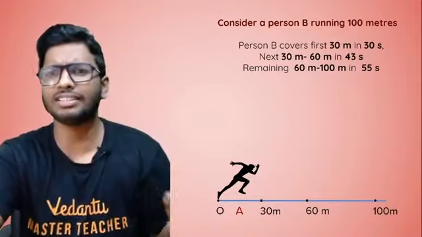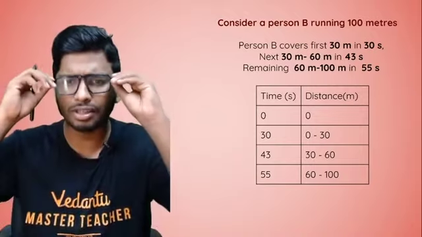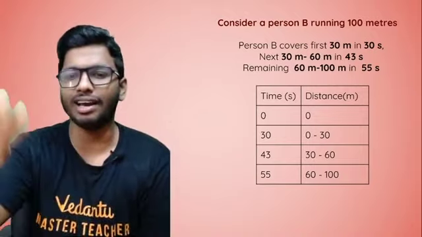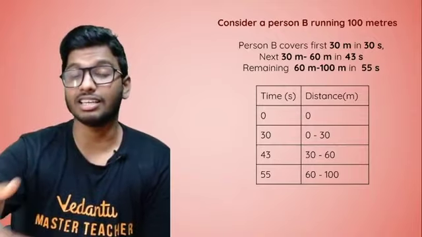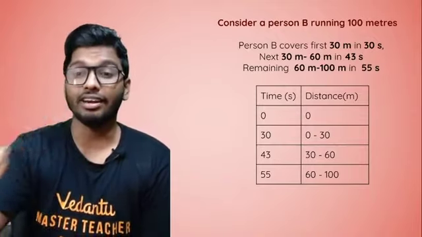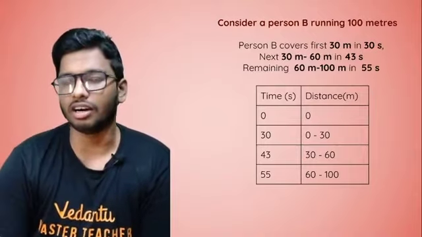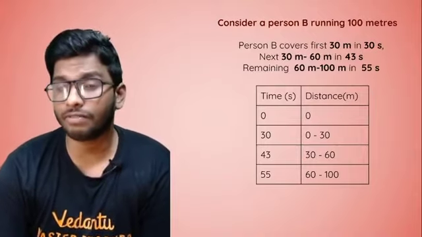If we again represent the values in the form of a table, with speed, time, and distance: 0, 0, and 30. In 30 seconds he covered a distance of 30 meters. In another 43 seconds he covered another 30 meters, and then another 40 meters in 55 seconds.